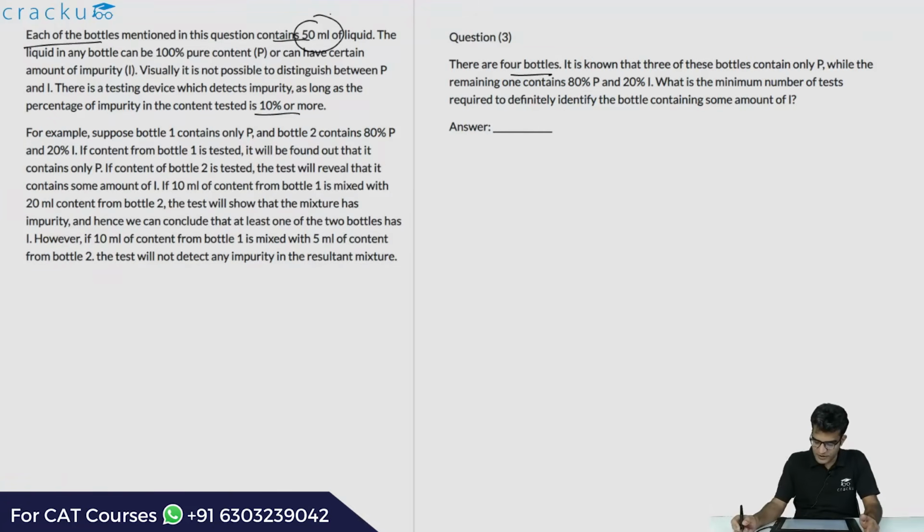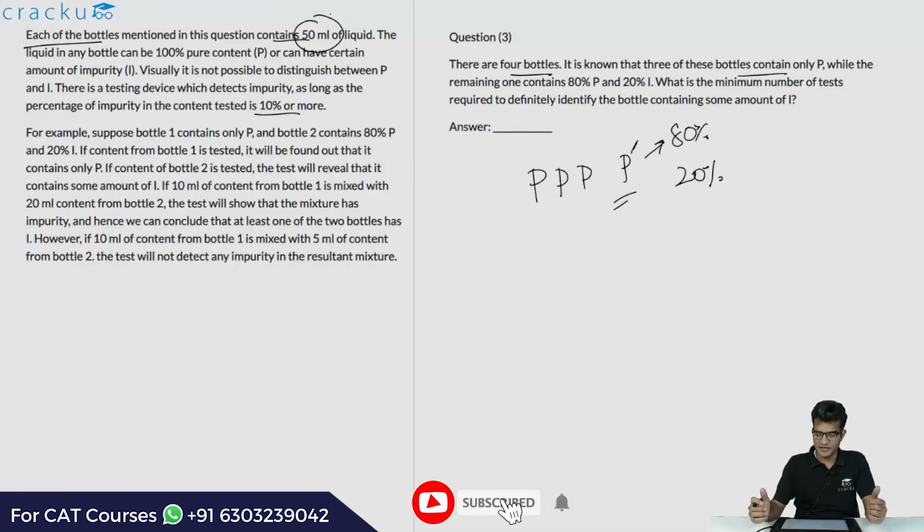We are told that there are 4 bottles. It is known that 3 of the bottles contain only P. So we have 3 P and 1 I, but the 4th one, let us say, is P star, because this contains 80% pure sample and 20% impurity. Now we are required to find out which one is P star, that is which one is the bottle which is not 100% pure amongst the 4 bottles. We are required to do it in the minimum number of tests.